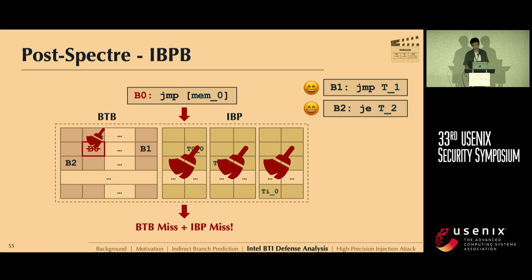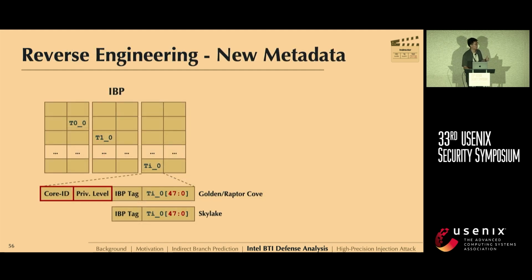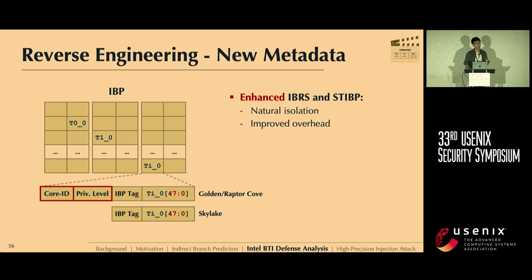The reason why the first 2 don't flush IBP is that we found its entry is now tagged with core ID and privilege level. Intel seems to describe this as enhanced defense, which is only supported by newer CPUs. They provide natural isolation cross-privilege and cross-SMT, which saves overhead from completely disabling the prediction. But attack surfaces still remain. No process or thread info is included, so cross-process or cross-thread attacks are still available.